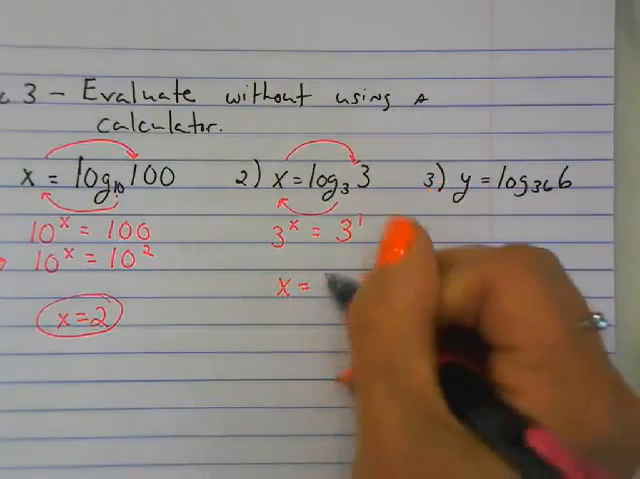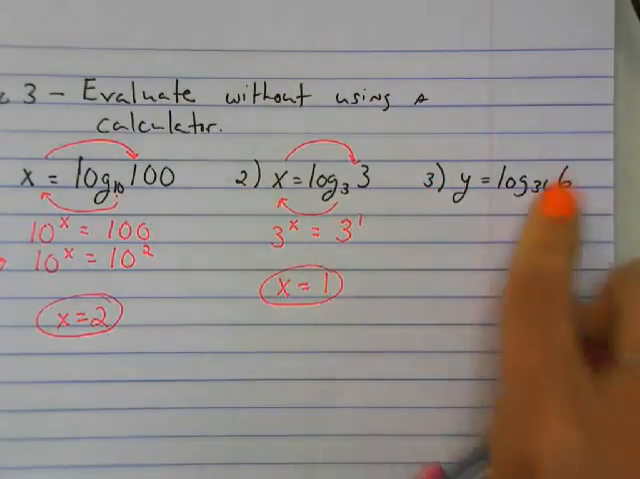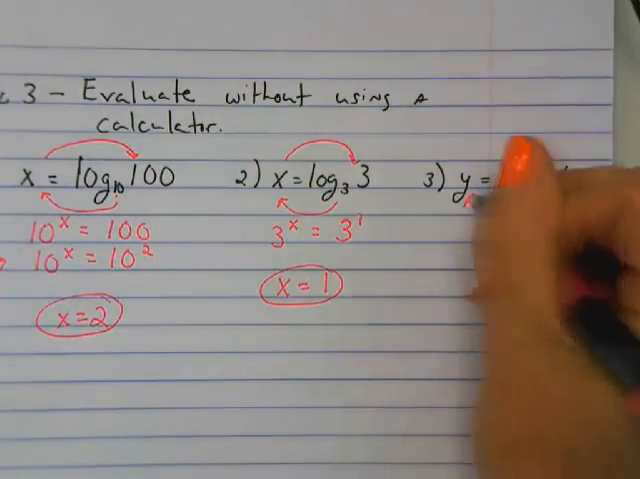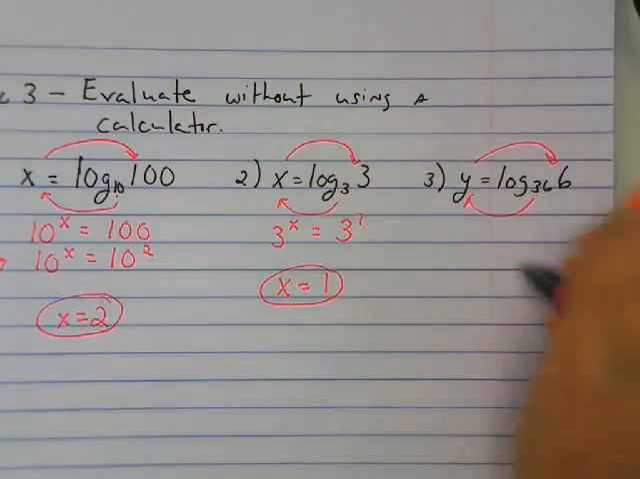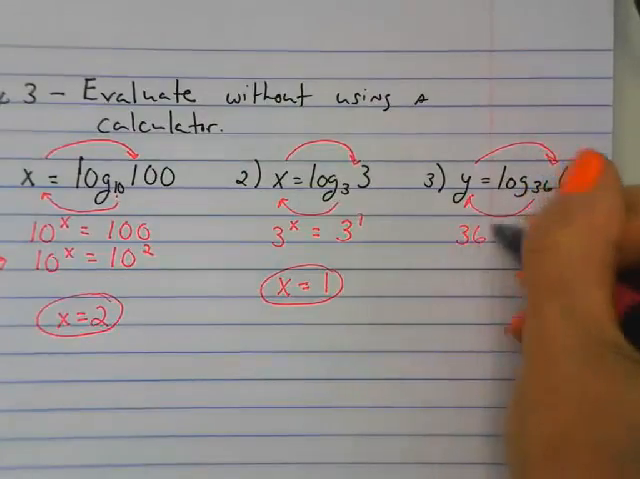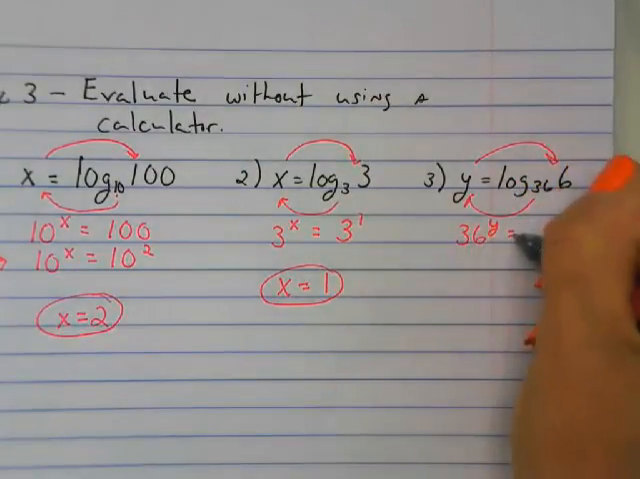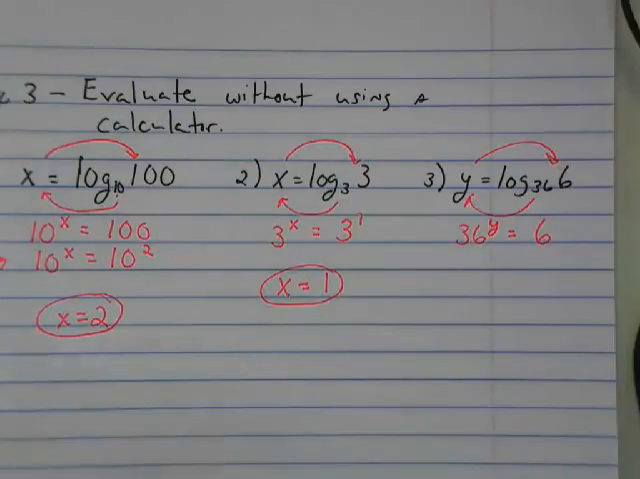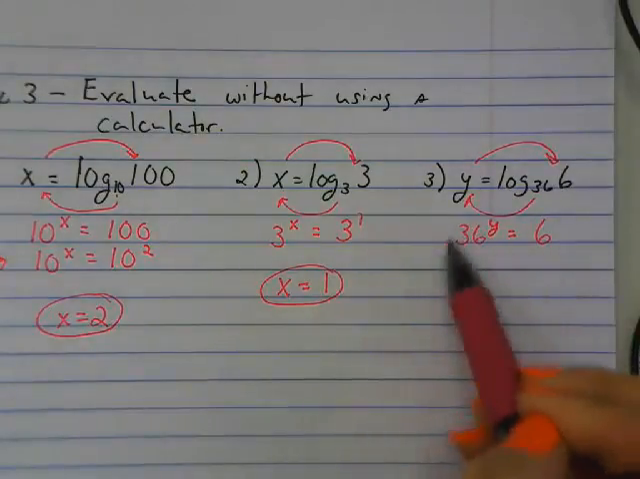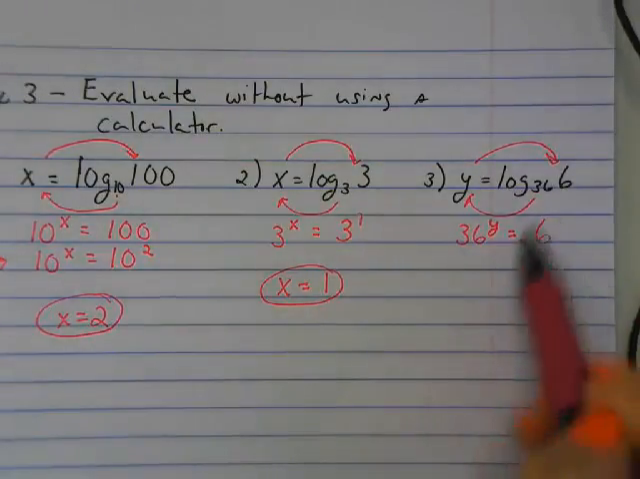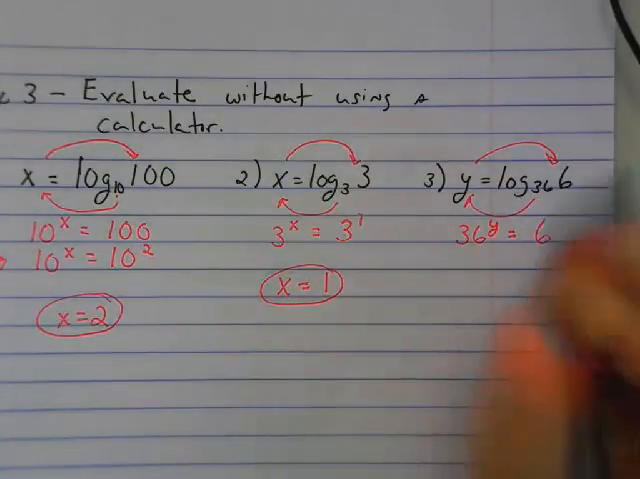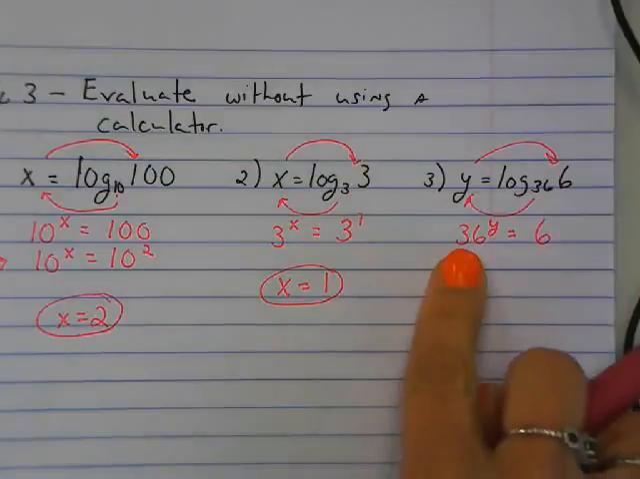Now this one's going to be a little trickier. So first, go ahead and loop-de-loop. So do you get 36 to the y power is equal to 6? Okay, now, I'm going to have to somehow get this to a 6, right? Because I don't want to make this a base of 36. So my question is, what do you have to do to 36? What power do you raise it to?